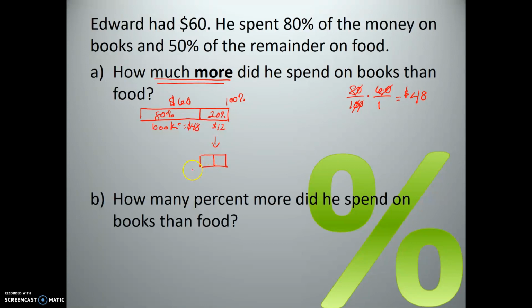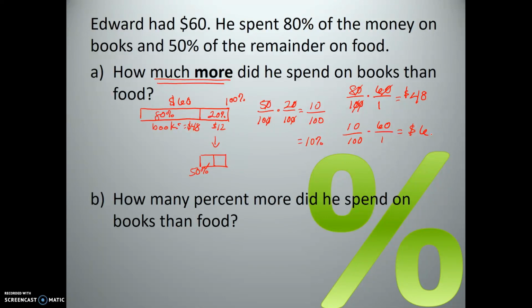So he spent 50% of the remainder on food, and that goes right there. And so we're going to find 50% of 20%. And we're going to do some cross canceling here. And when we find a percent of a percent, remember that we're going to end up with a percent. So our answer is 10%. So that's how much of the original he spent on food. So if I go back now and I find 10% of my original $60, I'm going to get $6, right?